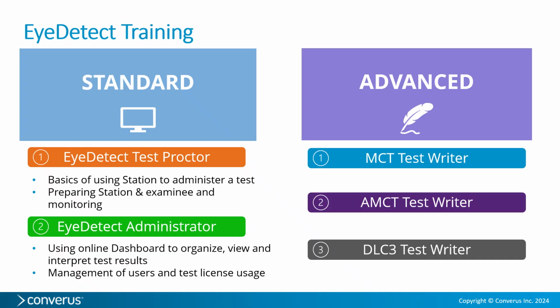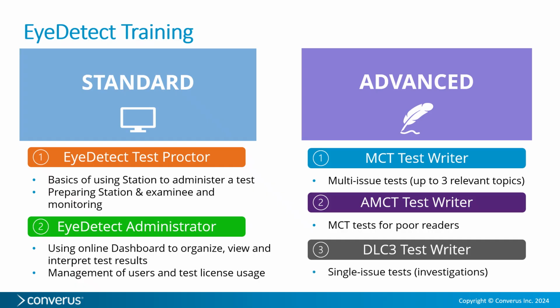The advanced courses are all for those who wish to write tests that will be administered with just an EyeDetect station. MCT is for multi-issue tests, or tests that can have up to 3 relevant topics in a single test. AMCT, or audio MCT, is for MCT tests that will be needed for those who do not read well. And DLC3 is for single issue tests most commonly used in investigations.